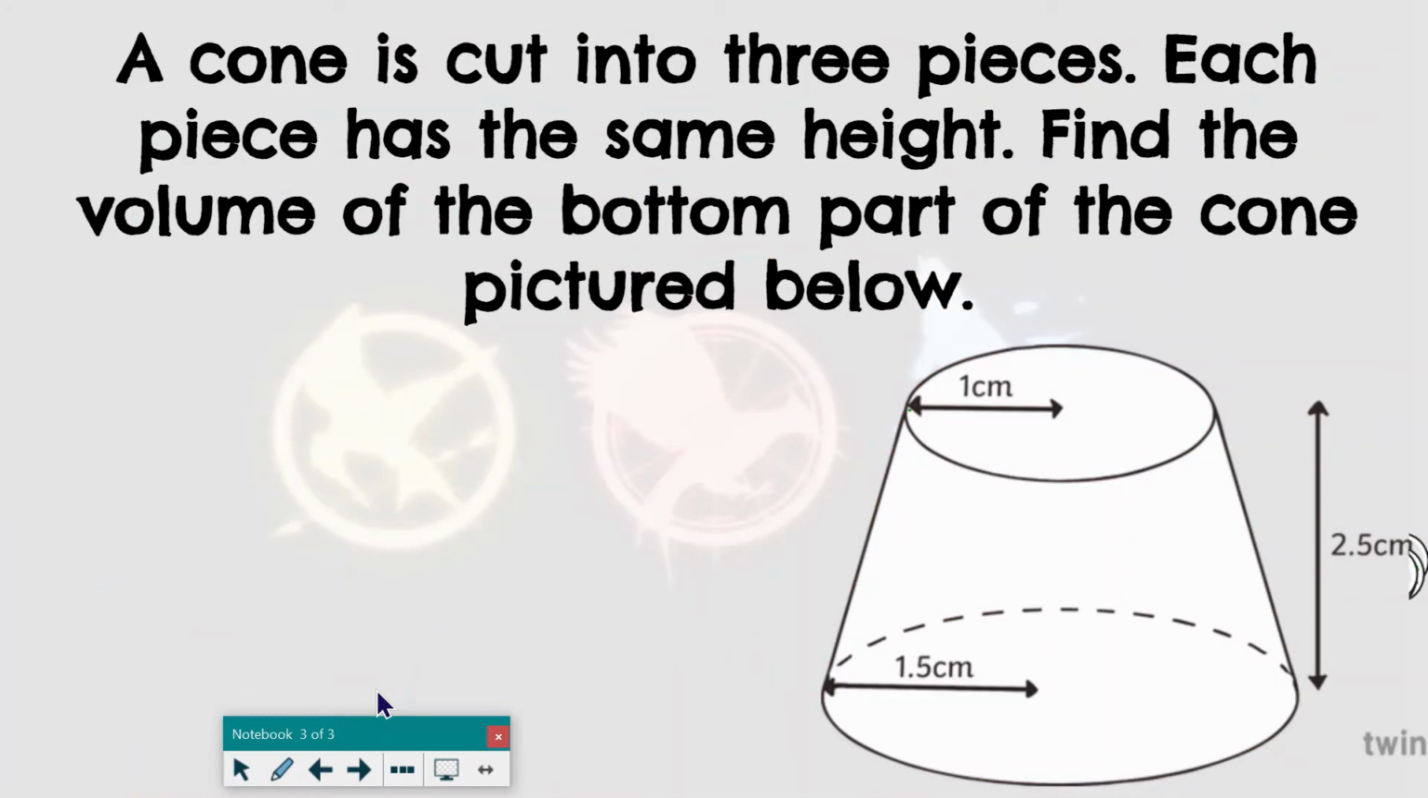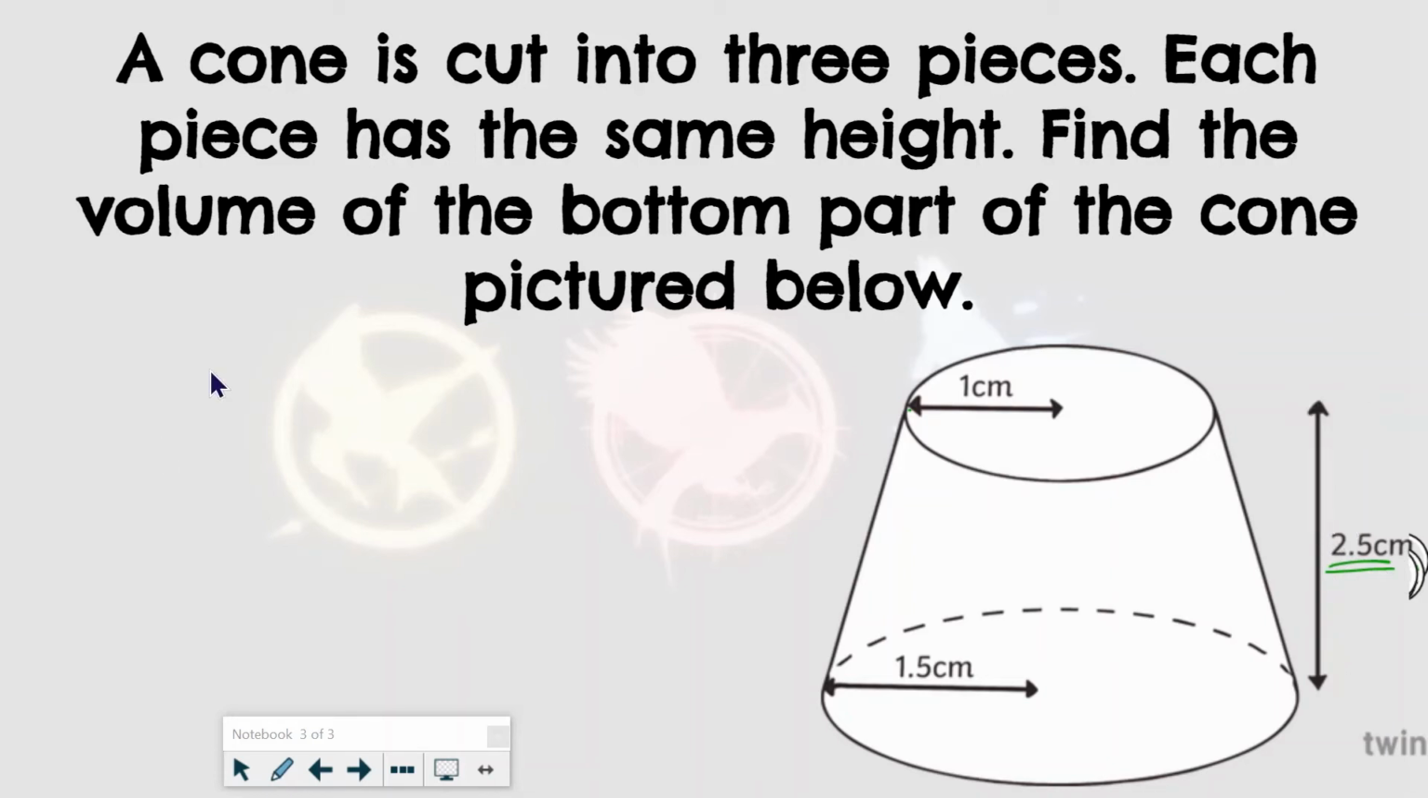All right, so here we're dealing with a cone that is cut into 3 pieces. Each piece has the same height. We're going to find the volume of the bottom part of the cone pictured here. So I want to make the distinction between this and what we learned in the last lesson, where we just changed one attribute. That's not really what's happening here. We're not shrinking this down to 1/3 of its size. We're cutting off the top 2/3 of this, and the remaining height is at 2.5.